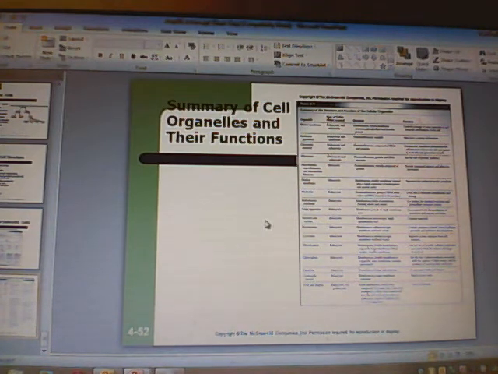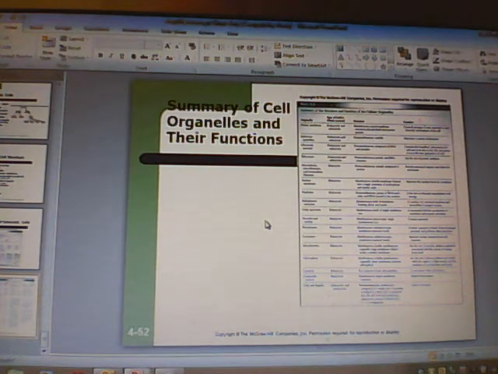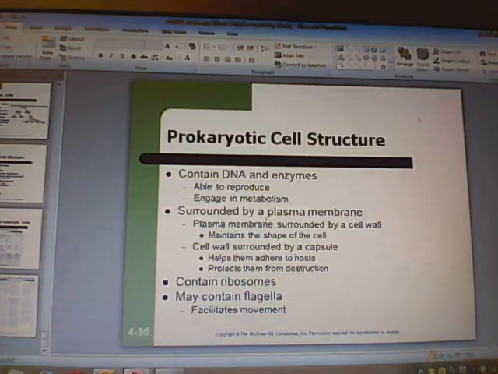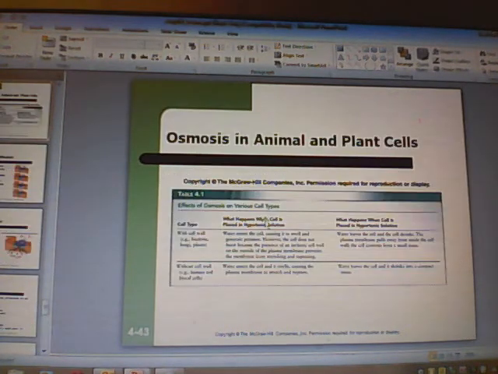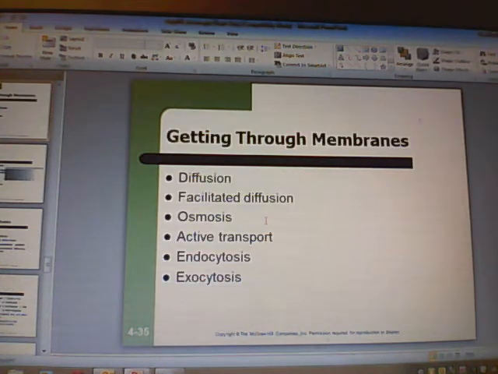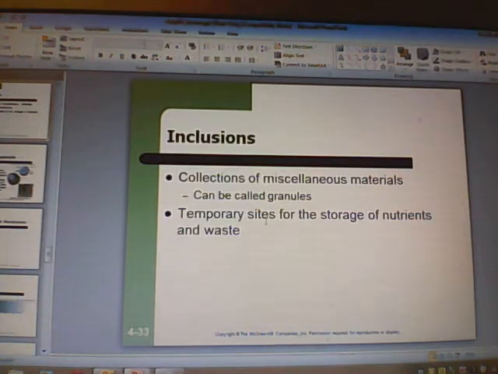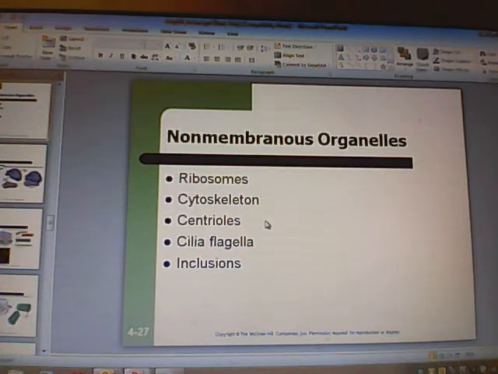The summary of cell organelles and their functions. Now this may give you the minimal, which would help if you already have a great idea about the cell. If not, I would suggest that you take a walk through the cell and understand all of the different organelles that are present, because really that's what the test does. It just walks you through and asks you things about all of the different organelles that you see here.